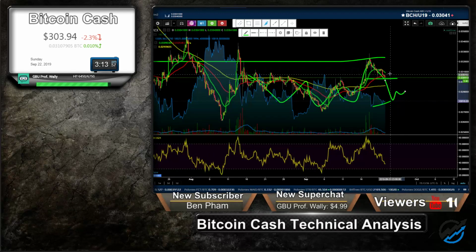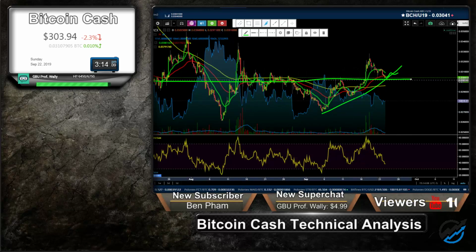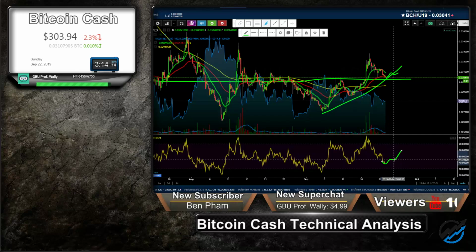If it comes down to these levels, if it creates a 1, 2, 3 here, would be even better because it's right on this trend line. Right on this trend line. If it made a 1, 2, 3 right here at this support and resistance, that would be pretty cool. Especially if we saw the RSI building along with it.